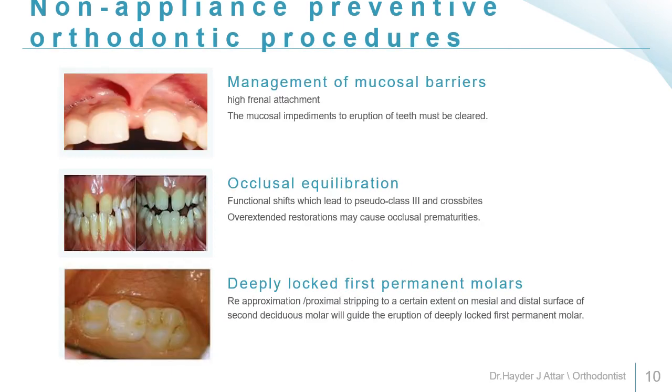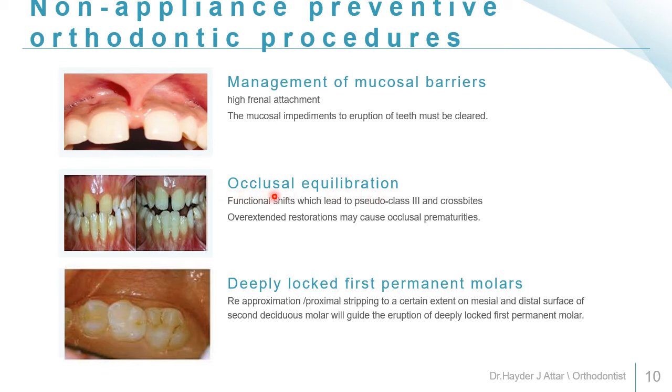The management of the mucosal barrier is another non-appliance preventive orthodontic procedure, such as a high frenal attachment that causes a diastema between the teeth, in addition to mucosal impingement that affects the eruption of the permanent teeth. Another non-appliance preventive orthodontic treatment includes occlusal equilibrium.